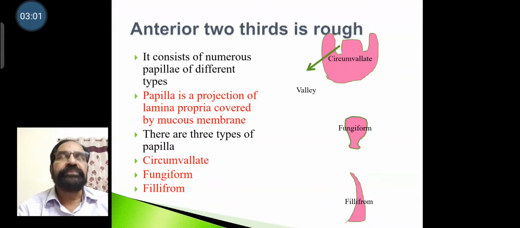Anterior 2/3 of tongue is rough because it consists of numerous papillae of different types. Papillae is a projection of lamina propria of the tongue covered by mucous membrane. There are three types of papillae. Circumvallate, you can see in the picture. A center papilla is surrounded by a valley. Circumvallate. Then we have fungiform and filiform. So these are the three papillae found on the tongue.